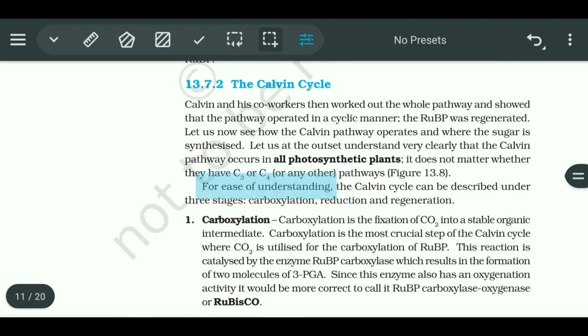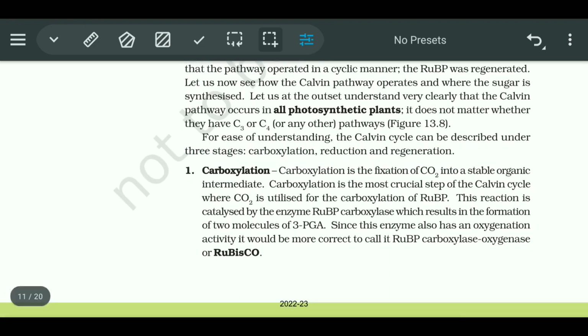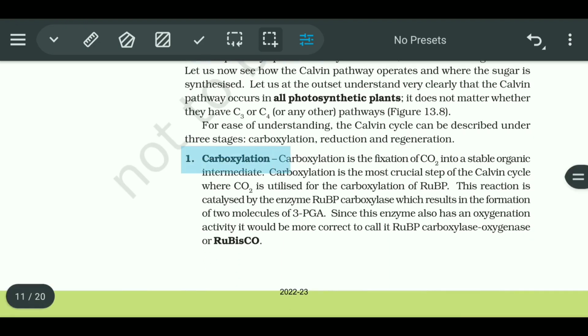For ease of understanding, the Calvin cycle can be described under 3 stages: carboxylation, reduction, regeneration. First, carboxylation. Carboxylation is the fixation of CO2 into a stable intermediate. Carboxylation is the most crucial step of the Calvin cycle, where CO2 is utilized for the carboxylation of RuBP.